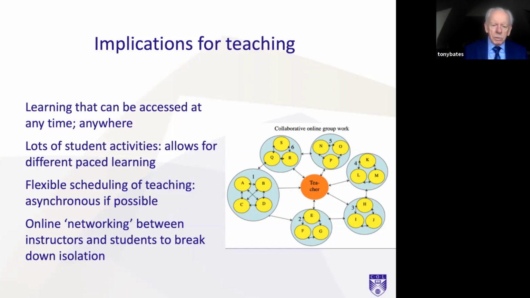And increasingly, we need to network between instructors and students and amongst students themselves to break down their isolation when working alone. And there's a little graphic here showing online collaborative learning. Each of the yellow is a student. Each of those students is separate from all the others, but they're linked online in different study groups and to the instructor as well, and to the teacher as well.